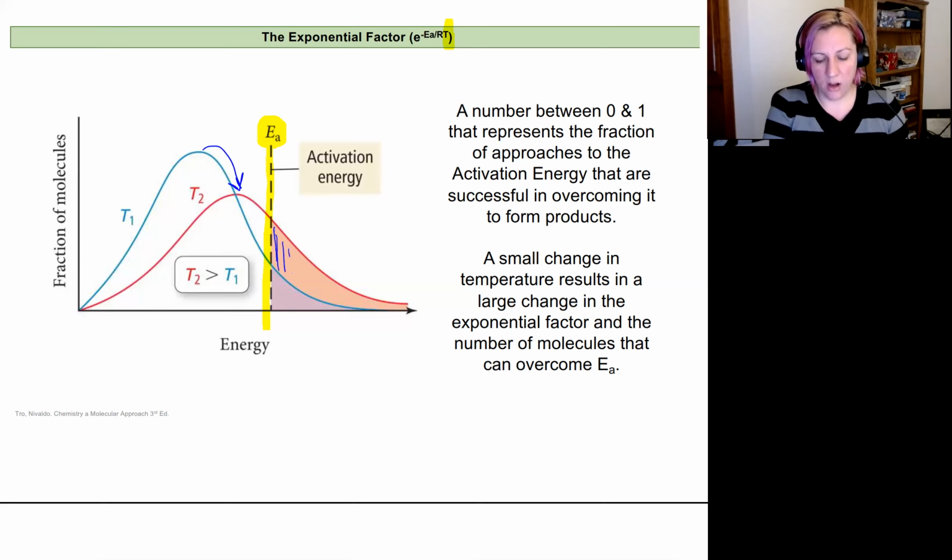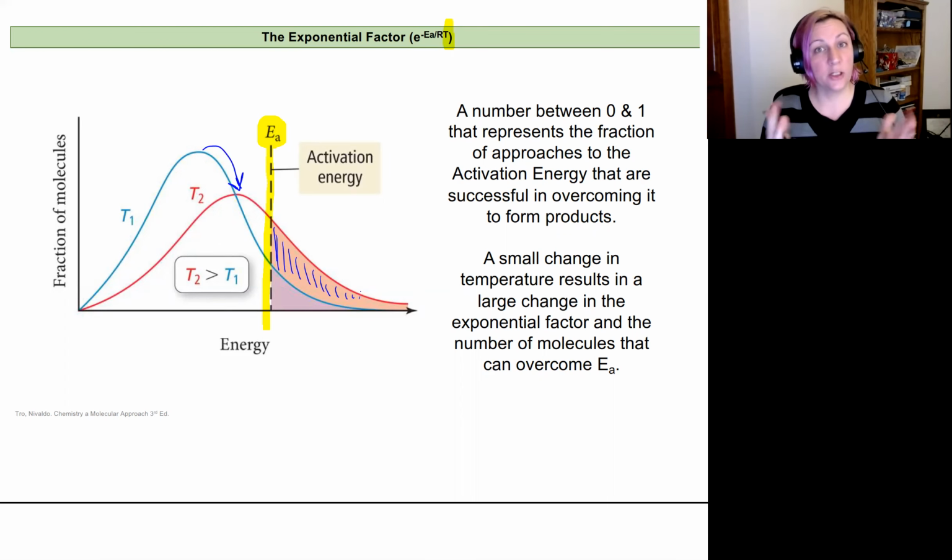And so as our temperature increases and we go to this red line here, we see many more particles have a kinetic energy that's higher than the activation energy. And so that dictates how many of these approaches up to this activation energy are going to be successful, as this particle is vibrating or stretching or colliding.